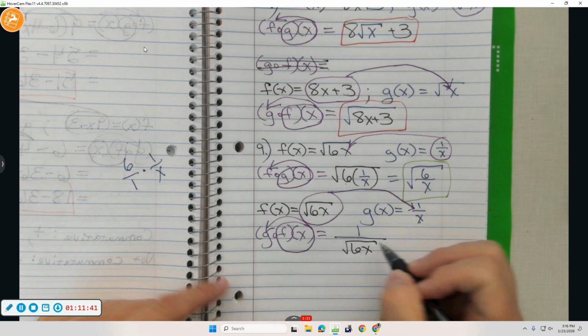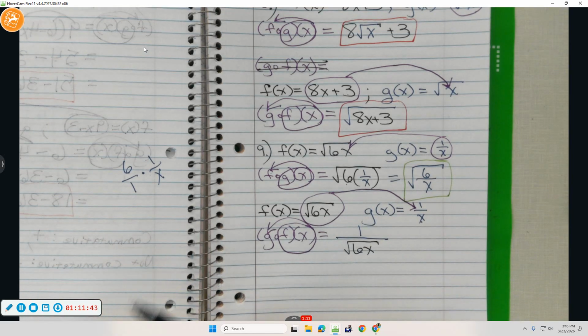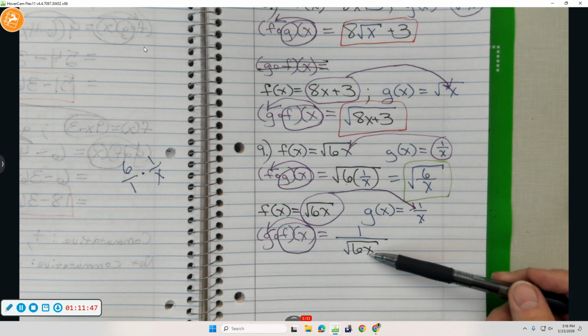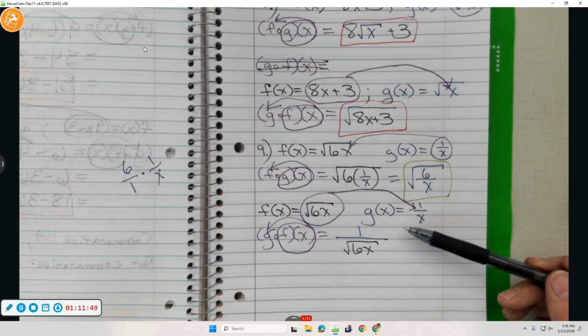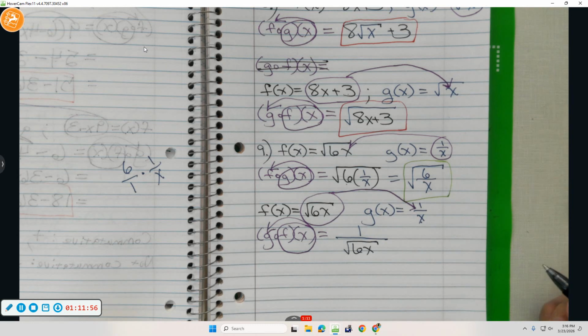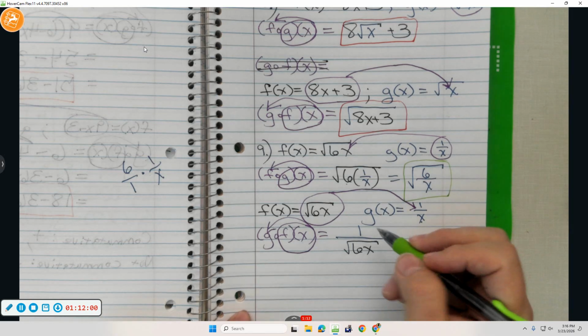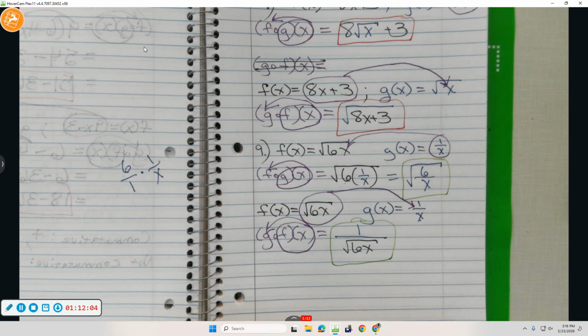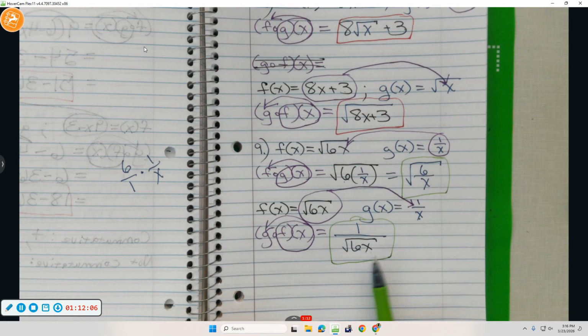I remember at the beginning of the semester, we rationalized denominators to get rid of the radical from the bottom. And you could do that if you wanted to. Multiply above and below by the square root of 6x over the square root of 6x to get the square root of 6x all divided by 6x. But I think this answer looks better. I'm going to leave it like that.